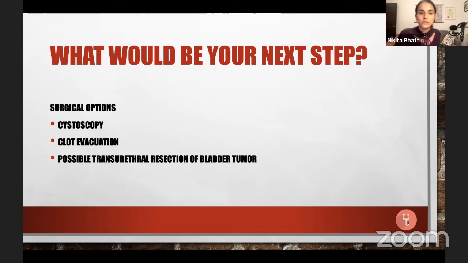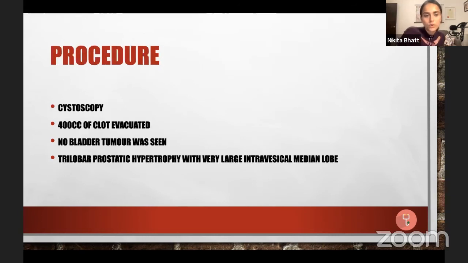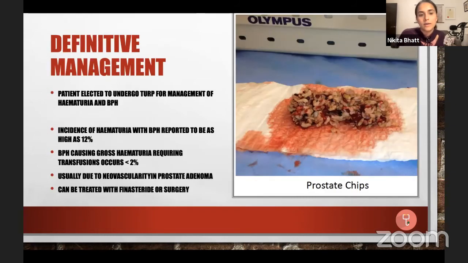But the thing to take away from this is you book them on the emergency list for a cystoscopy and a clot evacuation, plus or minus whatever you find inside, and you try and deal with that at that stage if it's actively bleeding. So for this chap, they went in, they evacuated 400 cc of clot, but they didn't see a bladder tumor. Instead, like everybody predicted, he had a very large prostate, a very large intravesical median lobe. They got all the clot out, and at that stage they just diathermized the bleeding points, and later on he elected to have a TURP for the management of his BPH and hematuria.